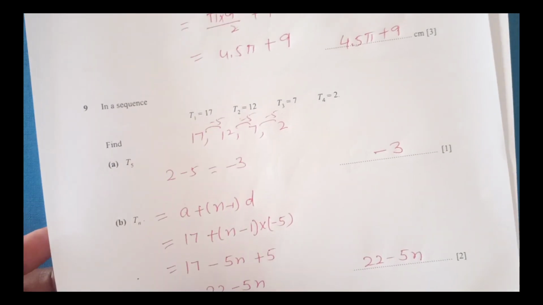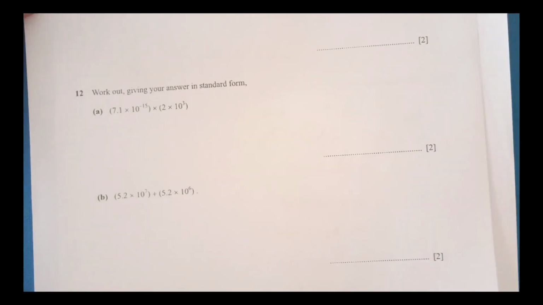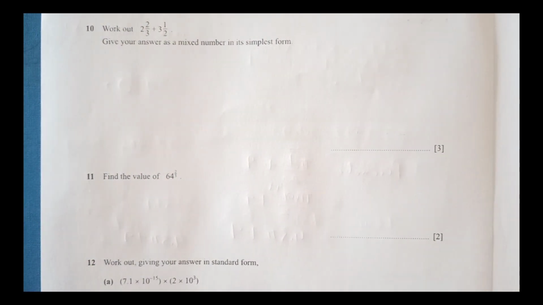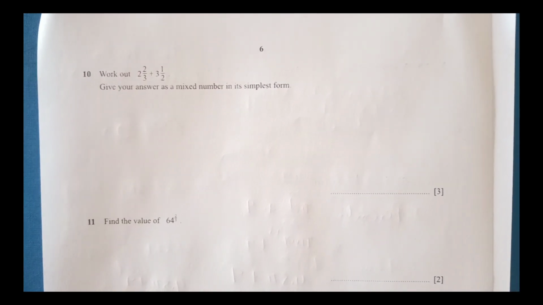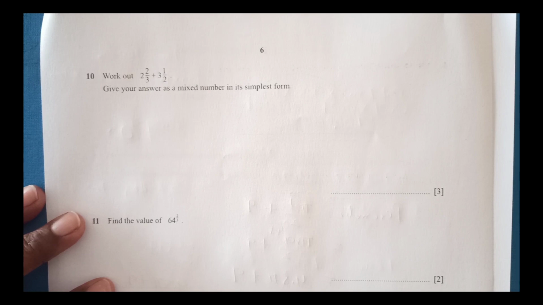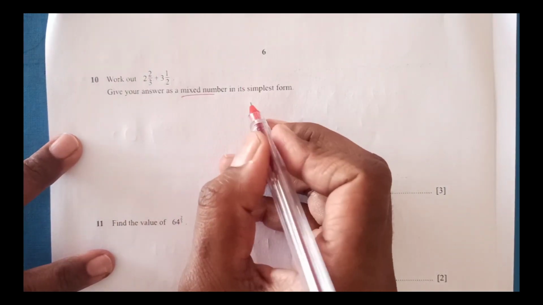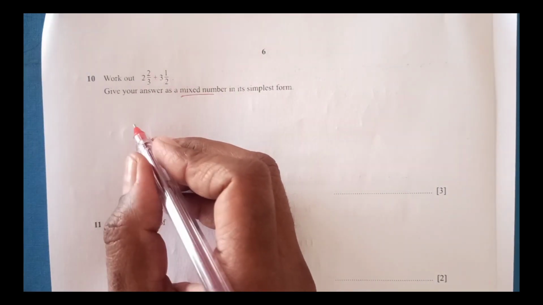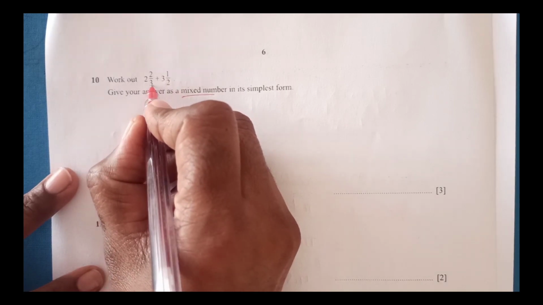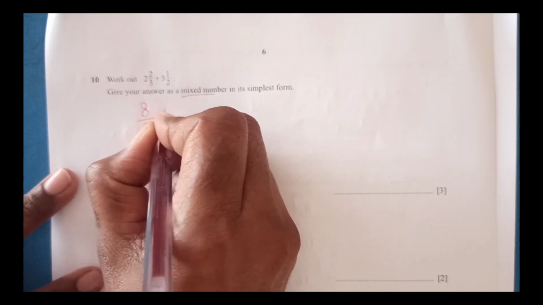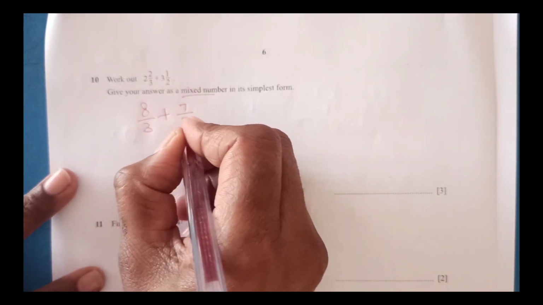Okay. Now let's move to the next question. Work out 2 over 3 plus 3 1 over 2. Give your answer as a mixed number and in its simplest form. So you have to break this up. 3 times 2 is 6 plus 2, 8 over 3, plus 3 times 2 is 6 plus 1, 7 over 2.